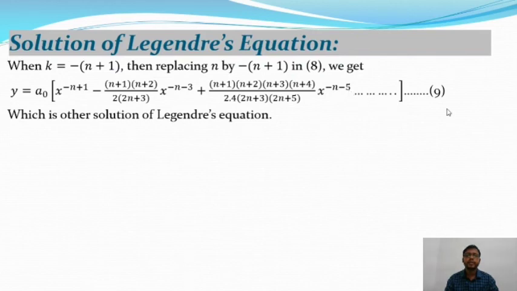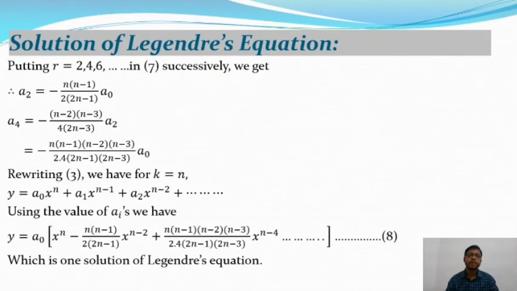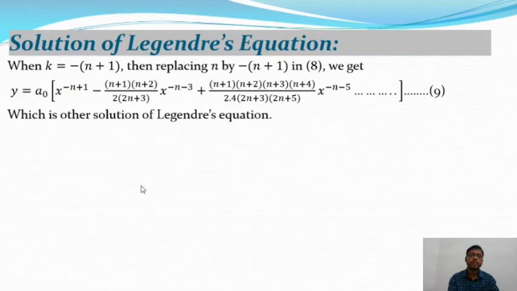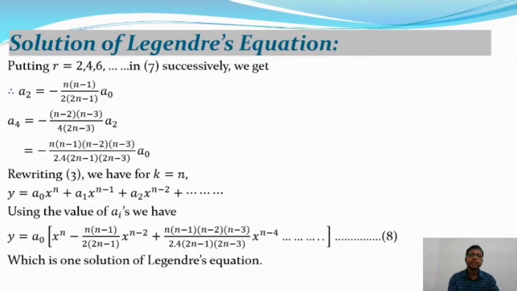And we can write it as equation number 9, which is the other solution of the Legendre equation. So the Legendre equation depends on the value of k, and if k is equal to minus n, then if k is equal to n, the Legendre equation solution will be y is equal to this, that is equation number 8.